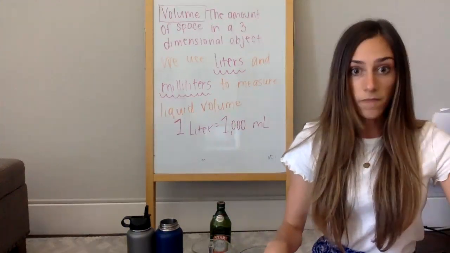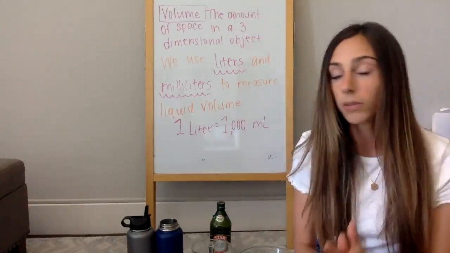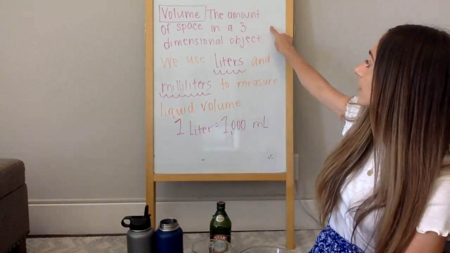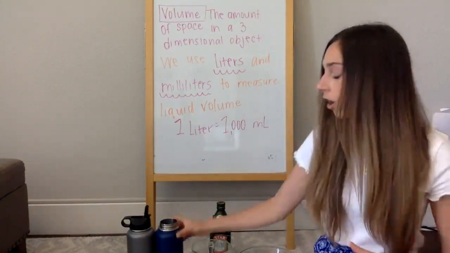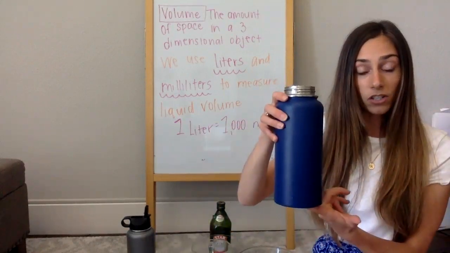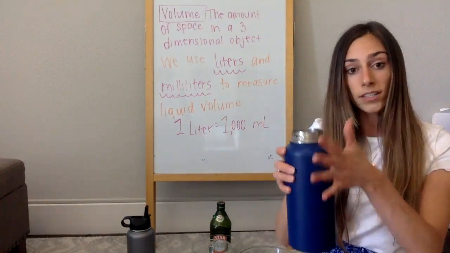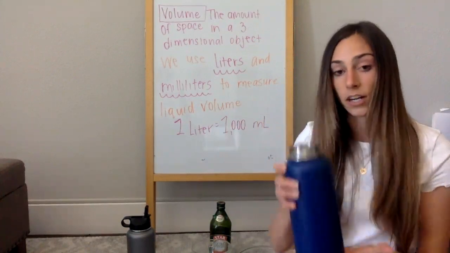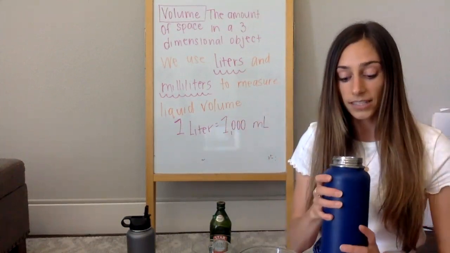So we're going to be focusing on the volume. And I'm sure you might have heard the word volume before, but volume is the amount of space in a three-dimensional object. So when you think about an object that's three-dimensional, like this cylinder, this water bottle I have here, I'm wondering, what is the volume when there is something in here, okay? The volume is the amount of space that this object takes up.